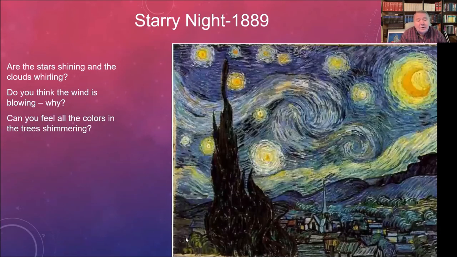Here's his painting, Starry Night, and it's pretty incredible in itself. You know, are the stars shining and the clouds whirling? I think so. Light in turbulence. Is the wind blowing? Kind of movement and storm. The colors seem to have their own feel to them. The trees seem to shimmer. In the middle of this, there's this church. In the middle of a lot of his paintings, there is a church. You see the very high steeple there in the middle.